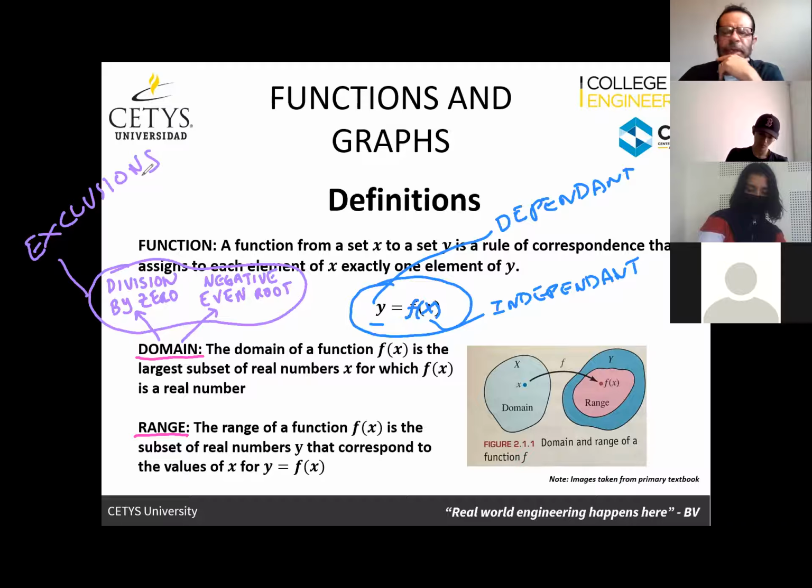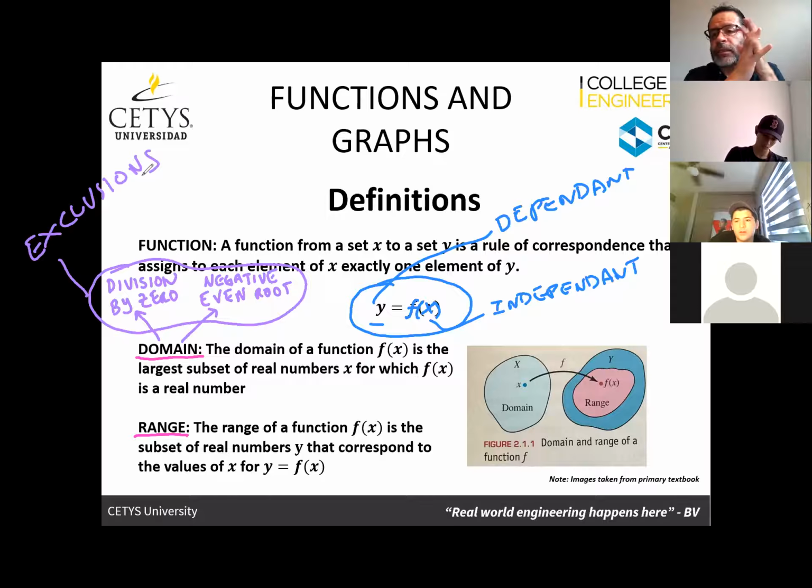Questions? We're going to be doing some exercises to practice this, and homework task number 6 is basically... Go ahead, Daniel, please. Teacher, could you give an example of a negative even root? I didn't understand that one.